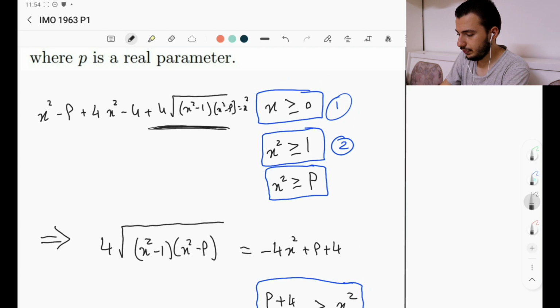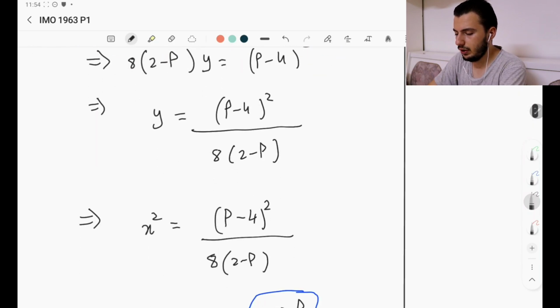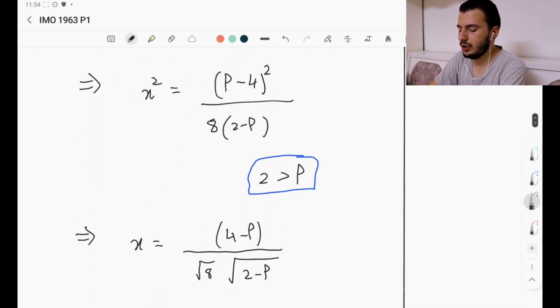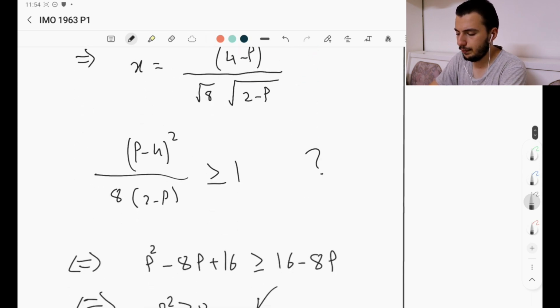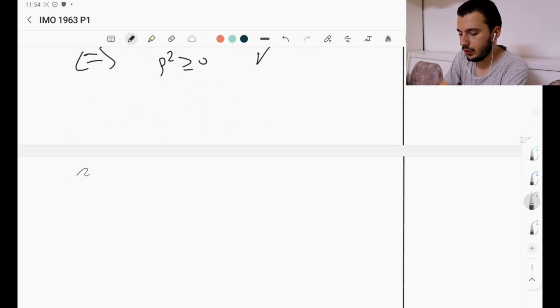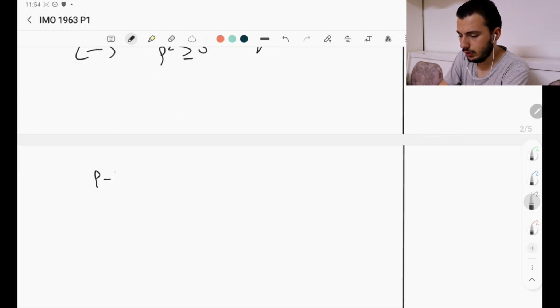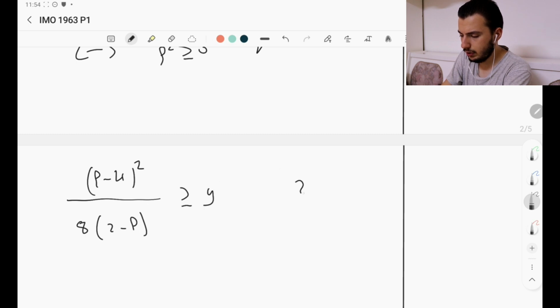Next, we need to handle x squared greater than or equal to p. So let's do the same process again. We have x squared from here. We just need to check that it's greater than or equal to p. Let's go ahead. So what was it? p minus 4 squared over 8 times 2 minus p. Is it greater than or equal to p?